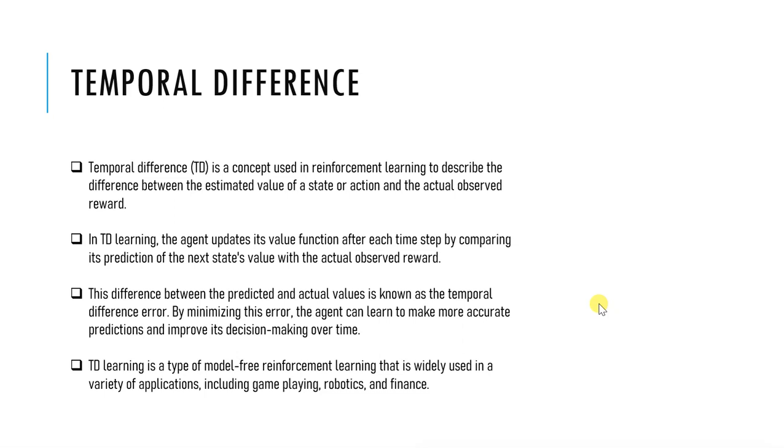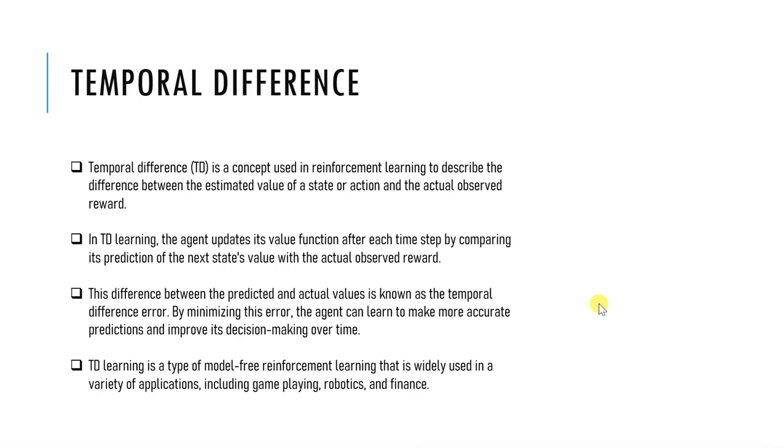So the difference is called the TD error, and it is used to update the estimate of the value function for the current state. This type of learning, temporal difference learning, combines the advantages of both Monte Carlo and dynamic programming methods. Like we have seen, the Monte Carlo method learns from complete episodes of experience and does not require a model of the environment. Like dynamic programming methods, it updates the value function based on the estimated value of future states and does not require waiting until the end of the episode to update the value function.